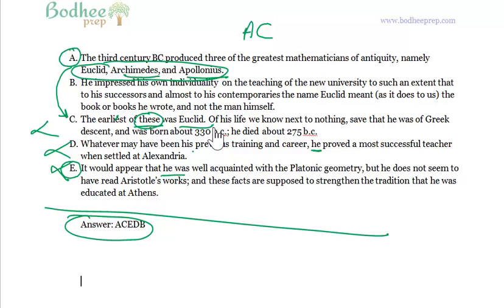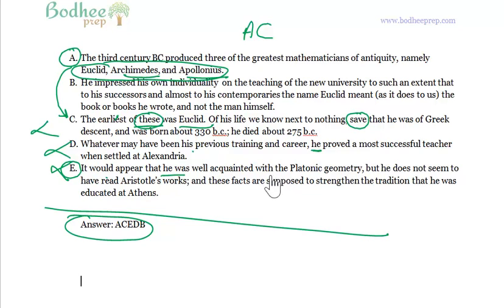The earliest of these was Euclid. Of his life we know next to nothing, save, which means basically except, that he was of Greek descent and was born about 330 BC. He died about 275 BC. Right? So you have AC. After that, what next? You feel like you're getting lost here. Let's try to see what can come best.